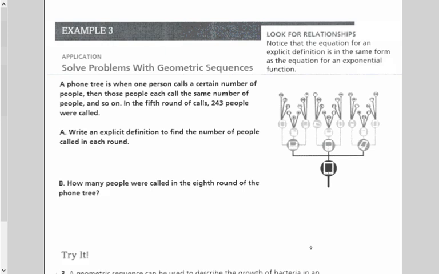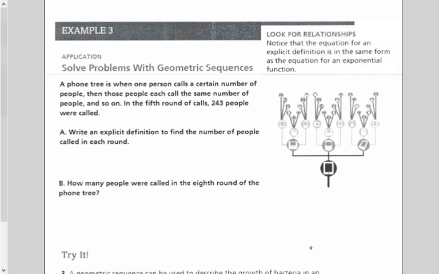Example 3 from lesson 6.7 has us looking at a phone tree, which is an old school way of communicating with a lot of people in an organization. Like back in the day when there was a weather delay here at the high school, I might have to call 3 people on a list, and then those 3 people have to call 3 more people, and those 3 people have to call 3 more people. This is the way we communicated school closings and whatnot back before robocalls existed.